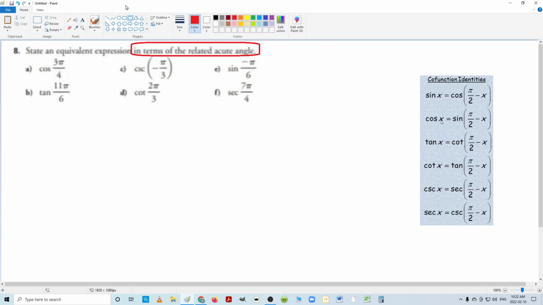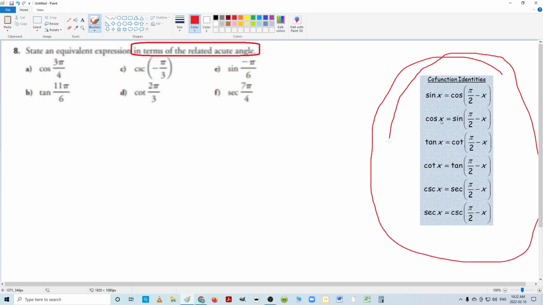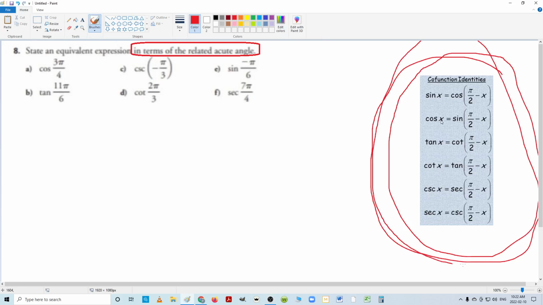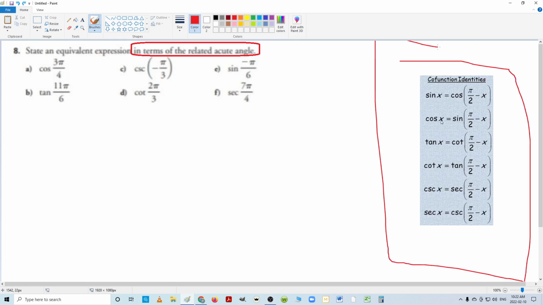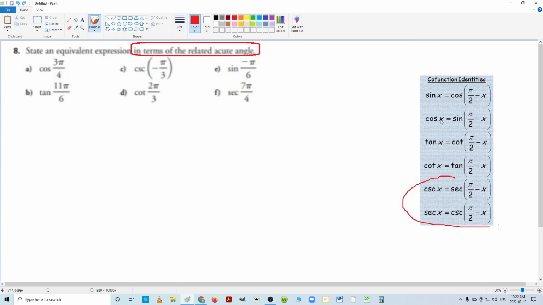Okay, so we're going to go into equivalent expressions. Now on the right here, you'll see a bunch of predetermined cofunction identities, and at the end of this video, I will explain how they got them. Keep in mind that these two pretty much come from these two, and that these two are pretty much the same thing. So it's really the first three that matter. But I'll explain it at the end, and it all relates to the unit circle.